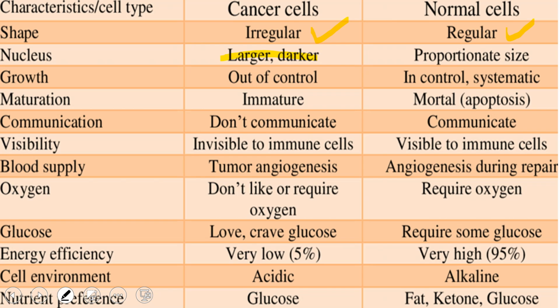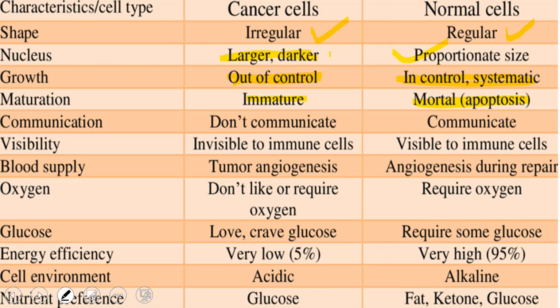Nucleus is larger and darker because of more DNA synthesis in cancer cells, whereas normal cells will have a normal nucleus to cytoplasm ratio. Growth here is out of control, with disobedient cells, more DNA replication and more cell division. Whereas in normal cells, it is systematic, regulated, and under control. Cancer cells are immature and normally do not die if they do not have proper apoptosis, whereas normal cells are going to die with apoptosis.